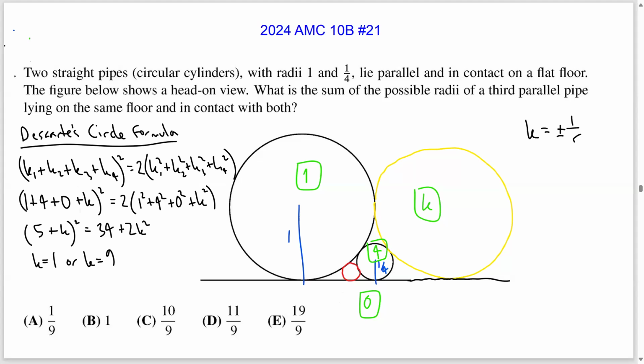This is going to imply that the radius is the reciprocal of k. So r is going to equal 1 or 1/9. This will imply that the sum of the radii is going to be 10/9, which is choice C.